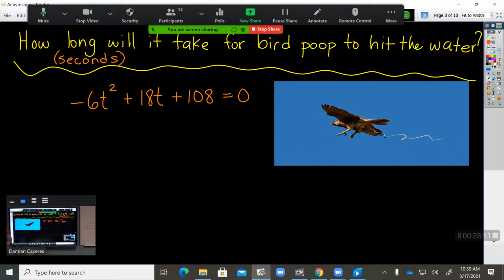Oh, I love this question. Okay. How long will it take for the bird poop to hit the water? I know you like the image.